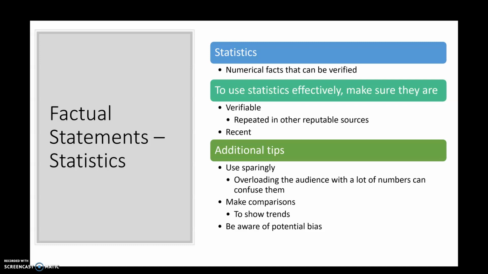Some additional tips: use factual statements sparingly because overloading readers with a lot of numbers can be confusing. You want to choose the best ones. And it's a good idea to make comparisons. If you do include several pieces of data, analyze it and compare it to show why it's important. And always, as in anything, be aware of potential bias. Even seemingly objective data can be biased.